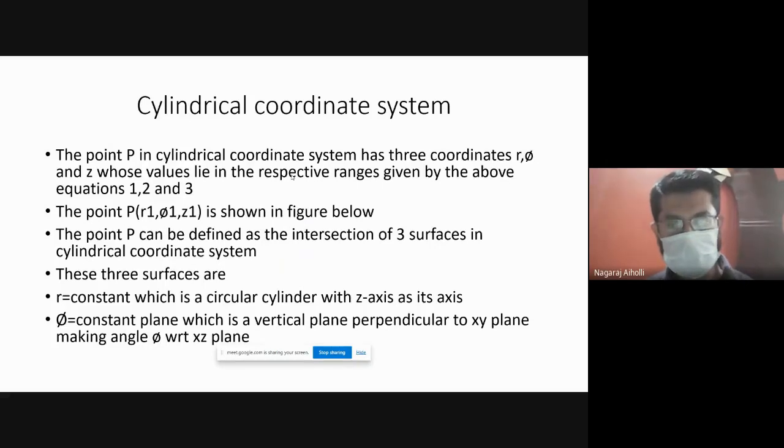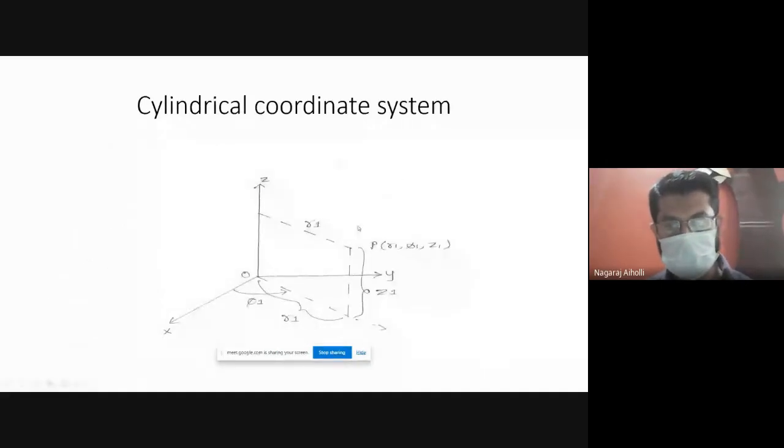This is the point which we considered, r1, phi1, z1, which is having a radius r1, then the angle phi1, and the z axis, that is z1. That is the coordinate P of (r1, phi1, z1) in the cylindrical coordinate system.